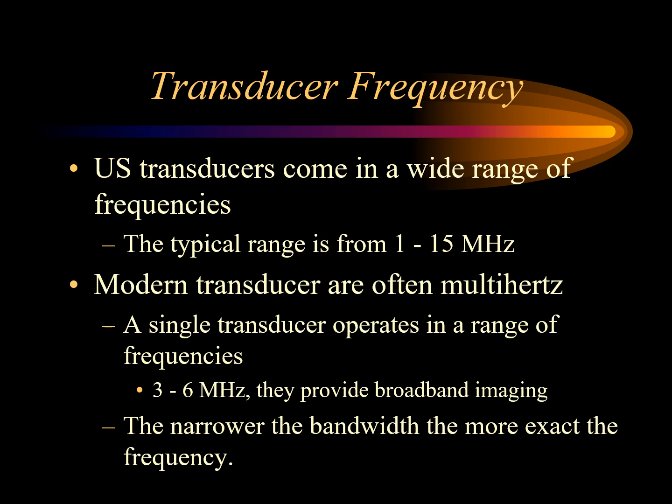A modern transducer is often multi-hertz, meaning it operates at a range of frequencies called broadband imaging. So a certain transducer may have a range of 3 to 6 megahertz, and you can actually adjust that on the machine depending on your patient or other imaging factors. The narrower the bandwidth, the more exact the frequency. A higher bandwidth will be a wider range of frequencies.